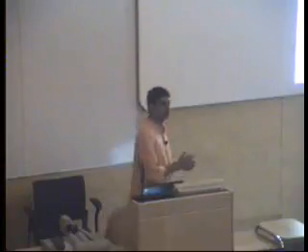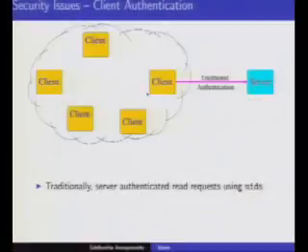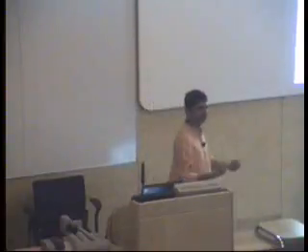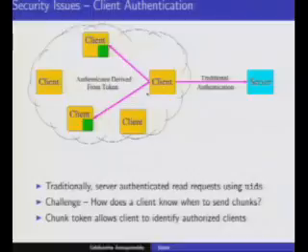Okay, so returning back to the security issues. How does client authentication take place? It is exactly similar to what happens in an FSA. You still have the notion of UIDs, GIDs, the notion of users and groups like in Unix. But the new challenge now is how does a client know when to send a chunk to a client? It should have some form of authorization. It should be able to check the client's authorization. And in this context, the chunk token allows a client to identify authorized clients. How do we do that?